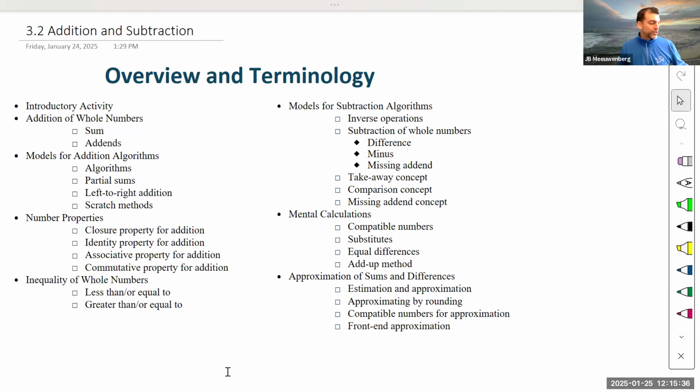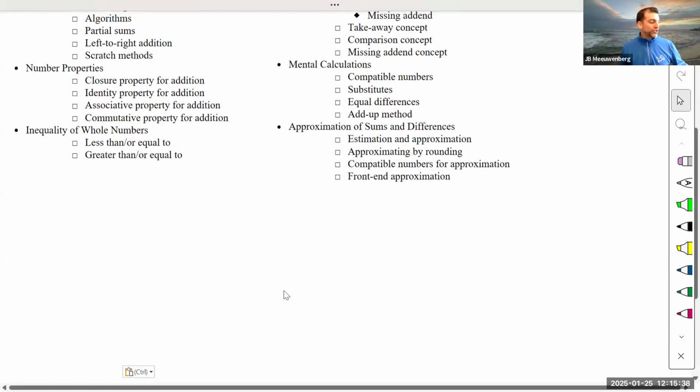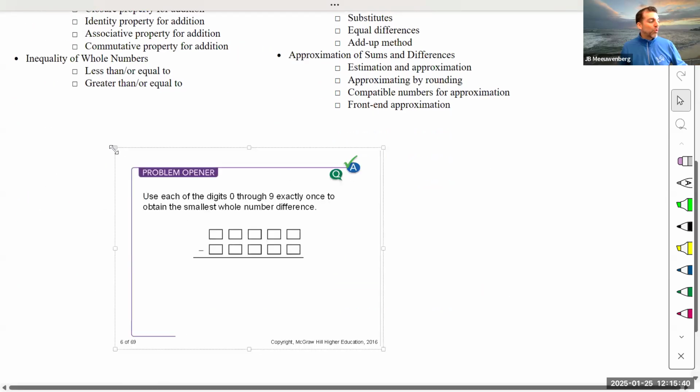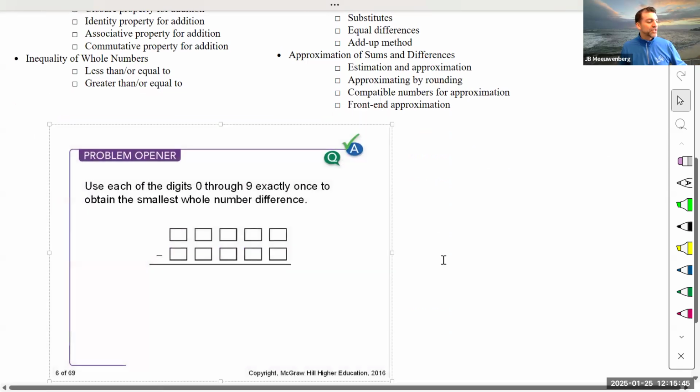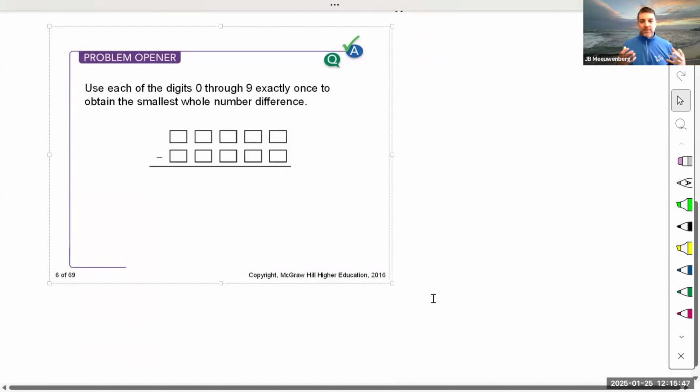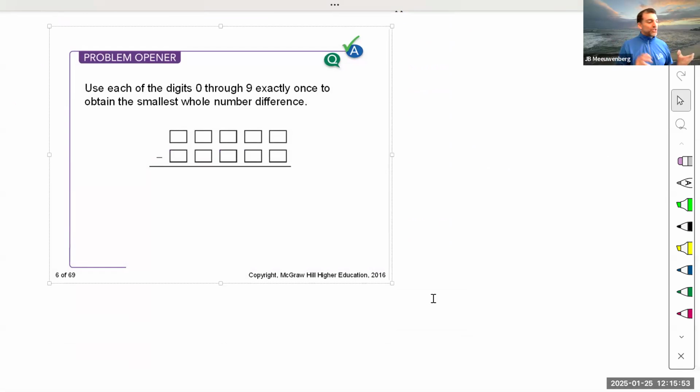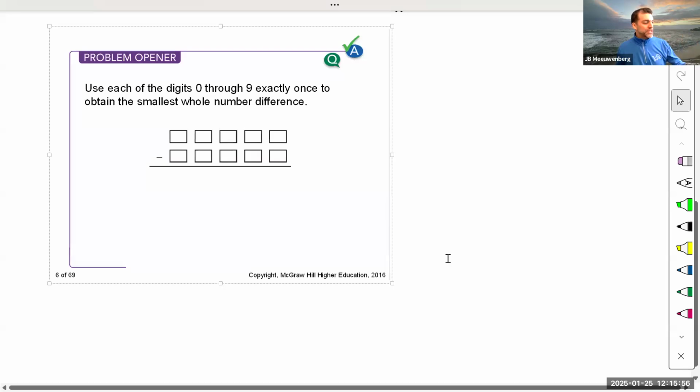So here is your first little challenge, your little activity, your little problem opener. And again, by doing these, we're really setting the stage for what's to come. It's going to make you think about really important things. I don't want to spoil the surprise. So go ahead and do this problem.